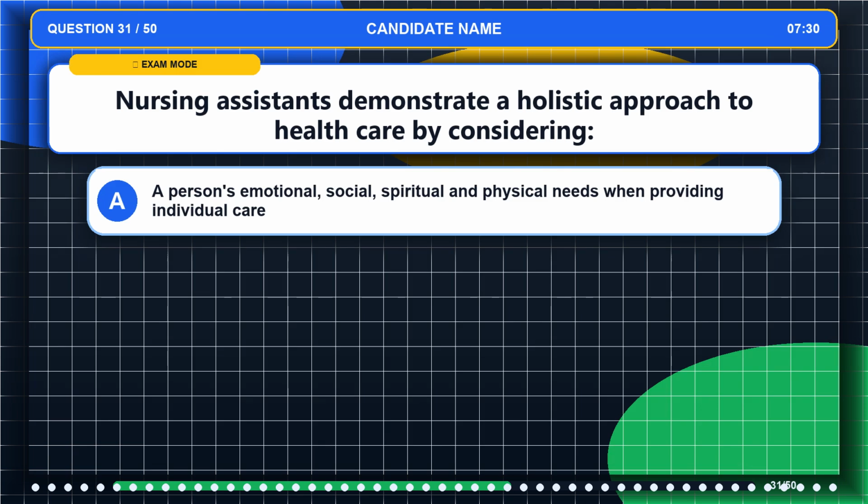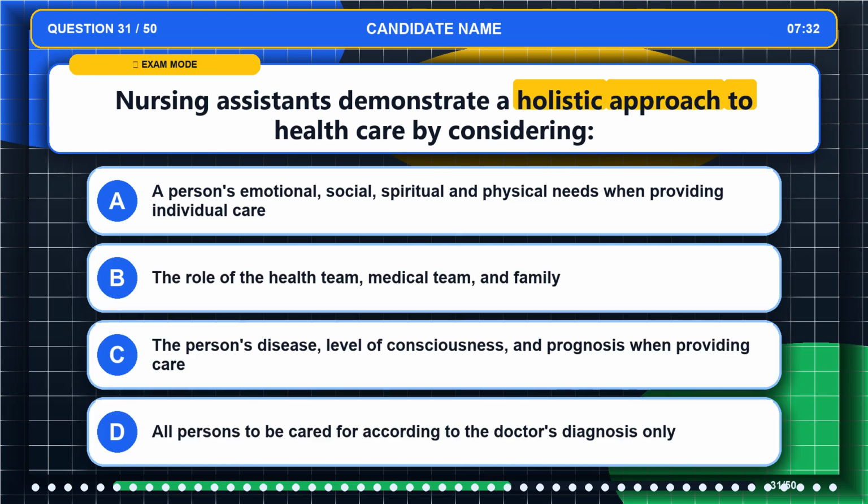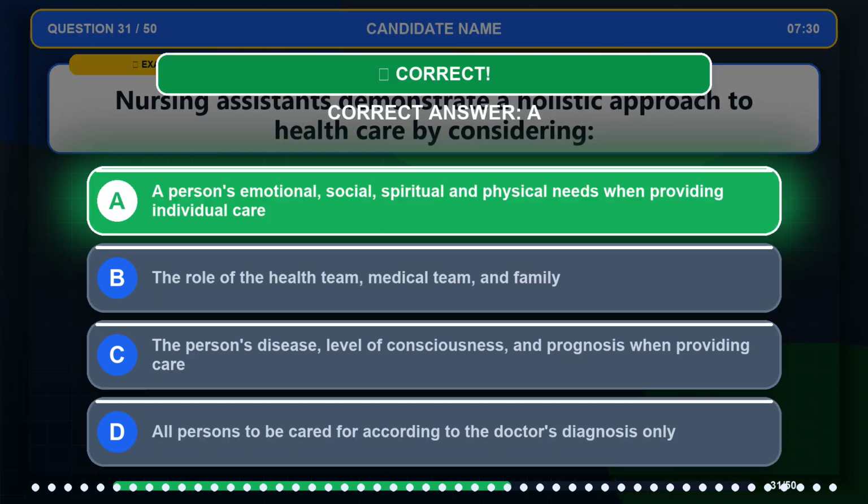Question 31. Nursing assistants demonstrate a holistic approach to healthcare by considering: Option A, a person's emotional, social, spiritual, and physical needs when providing individual care. Option B, the role of the health team, medical team, and family. Option C, the person's disease, level of consciousness, and prognosis when providing care. Option D, all persons to be cared for according to the doctor's diagnosis only. The correct answer is option A.